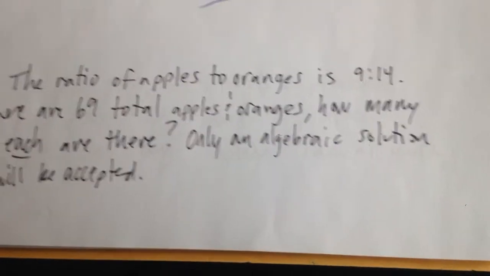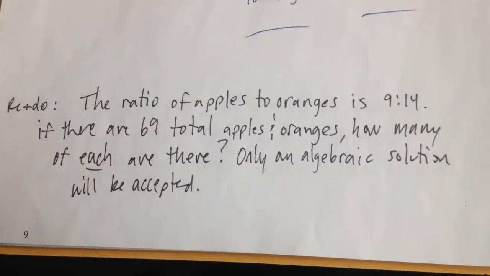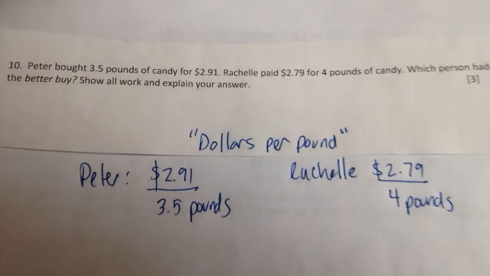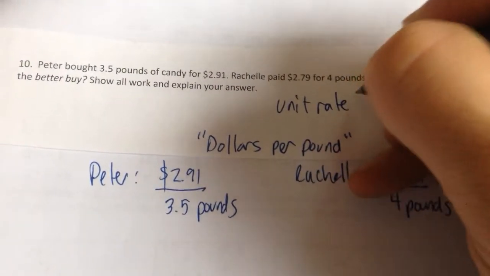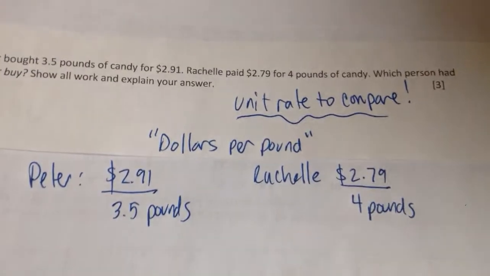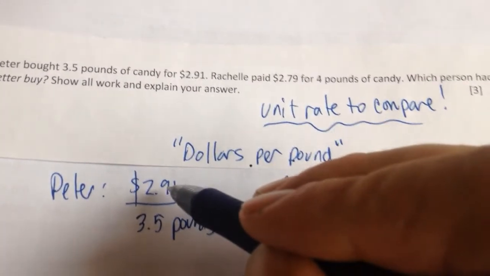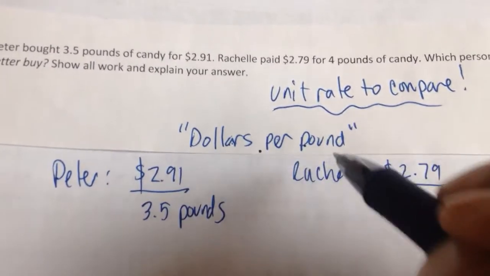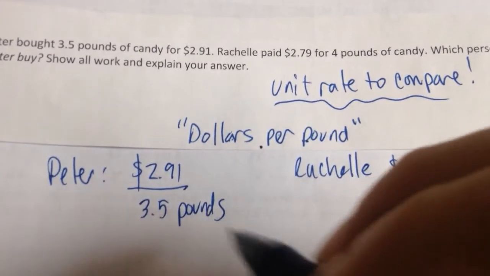For corrections, redo the following problem. In number 10, we're talking about Peter and Rochelle buying candy. In order to compare the better buy, we need to do a unit rate. I chose to do dollars per pound. Remember, we're usually going to put cost on top of our fractions. Remember, whatever's on the left of per is the numerator, and whatever's on the right of the word per is your denominator. So dollars on the numerator, pounds for the denominator.